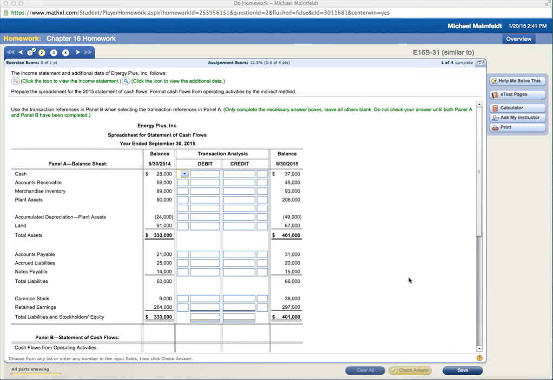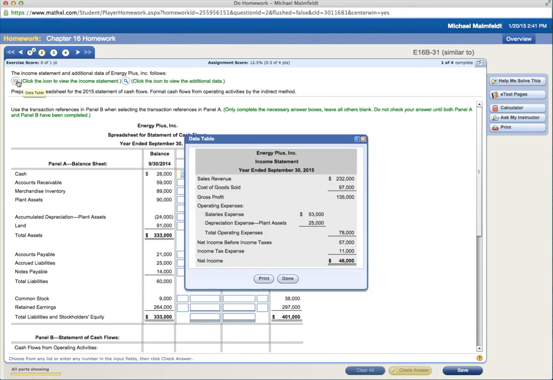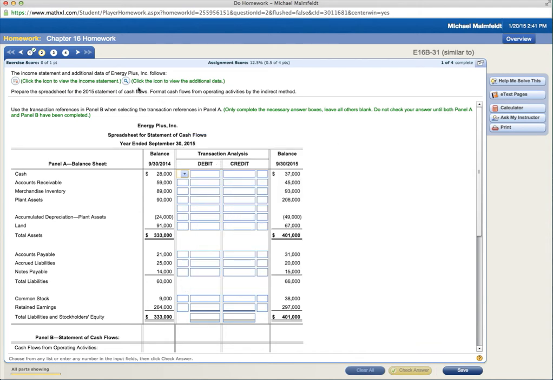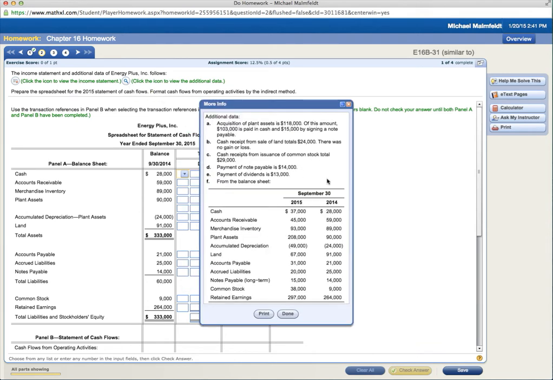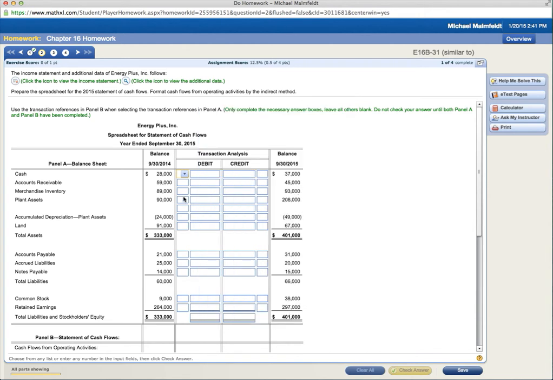So this problem that we're looking at is E16B-31. So it gets a little bit more complicated here. And it says the income statement and additional data of Energy Plus Inc. follows. So we take a look at that. We see the income statement. Take a look over here. See some of this additional information, which we will need a lot of this to get this problem done.